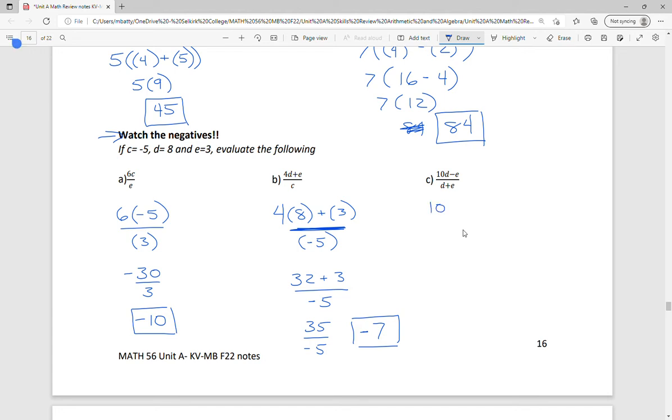Last one, take the time, sub in with brackets. It's a bit of a test in your copying abilities almost. So being distracted is difficult.